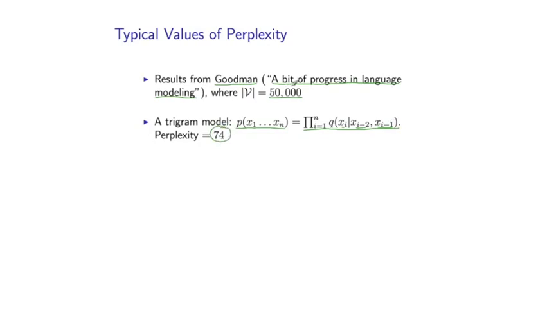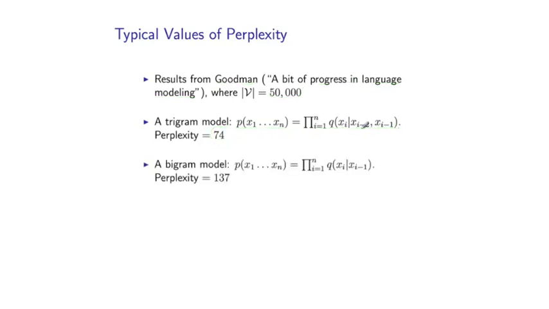Notice that is vastly smaller than the vocabulary size 50,000. So we've done much, much better than simply predicting a uniform distribution over each word in turn in the sequence. You can see that this statistical information has given great benefits in terms of perplexity. Goodman also looked at other models.